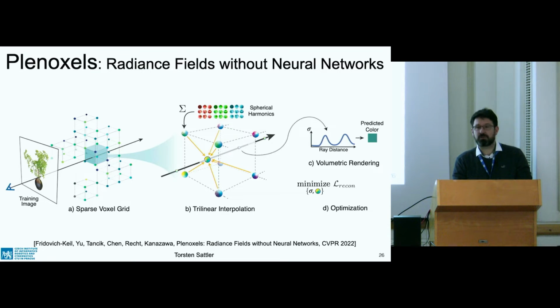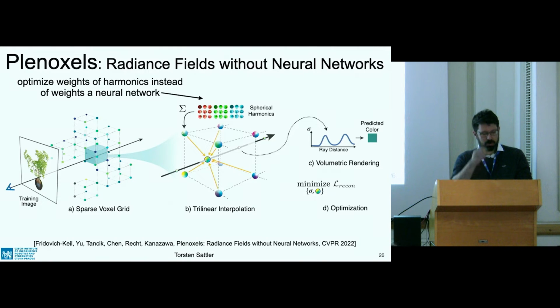Essentially the idea is that rather than optimizing the weights of a neural network, you optimize the weights of these spherical harmonics. And the promise there is that because you have a much shallower representation, rather than a deep neural network, you have like 32 parameters or so that you optimize per vertex. This is something that's much faster to evaluate, and thus much faster to render and train.